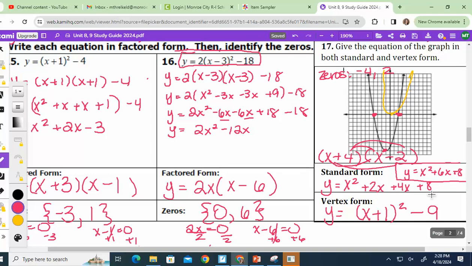Be prepared if I give you a graph. Can you get your equations from it? Or can you match a graph to the equation if it were a multiple choice type of question? Use Desmos to double check yourself. Any questions on that one?